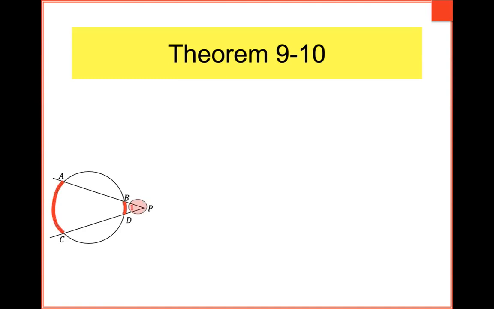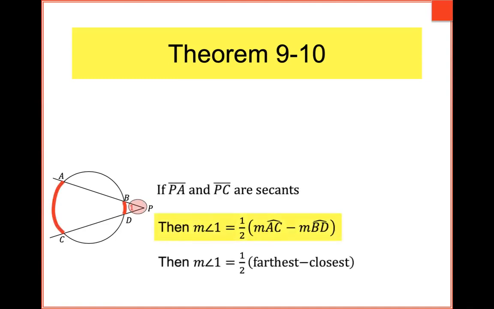So some people think about this as the biggest arc minus the smallest arc. I like that. Other people think about it as the farthest arc minus the closest arc. Some people think of it as the big arc minus the small arc. Any one of those ideas works. If you write down what's there in yellow, obviously it only applies to this picture where everything's labeled accordingly, and we all know that's not going to happen for homework.